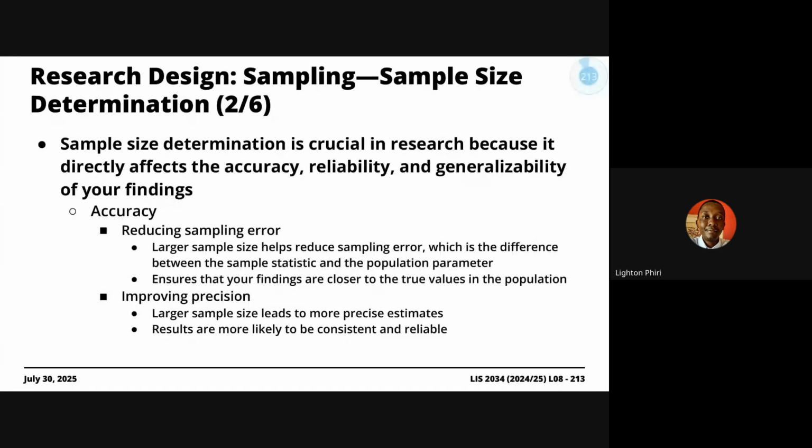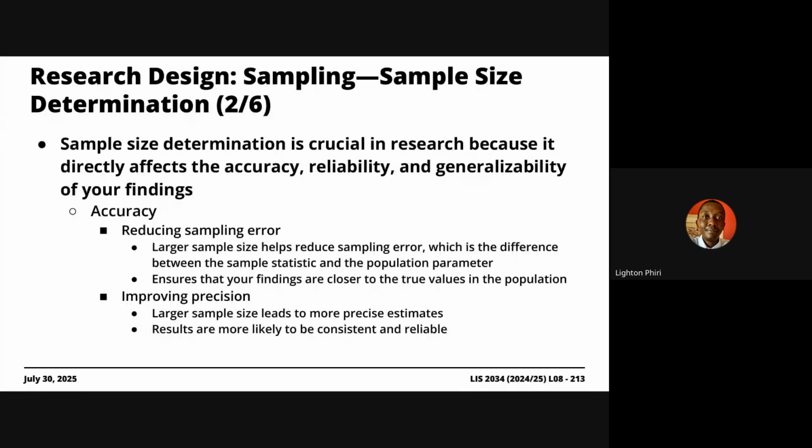Anyhow, that's fine. Really what we are saying here, if you notice, we are highlighting three key things: accuracy, reliability, and generalizability. So I thought I would mention these three key things. We're saying that the sample size has implications on the accuracy of your findings, the reliability of your findings, and the generalizability of your findings.